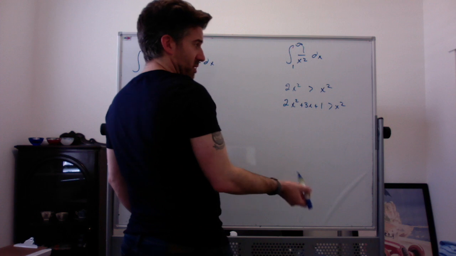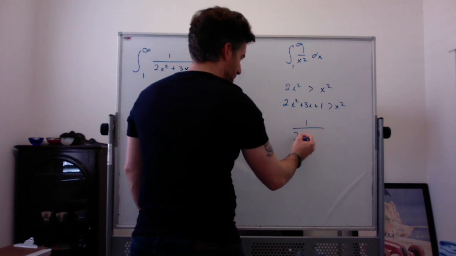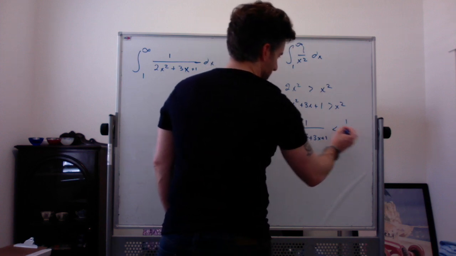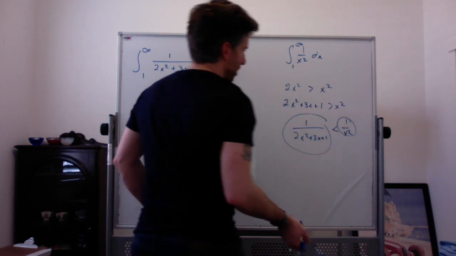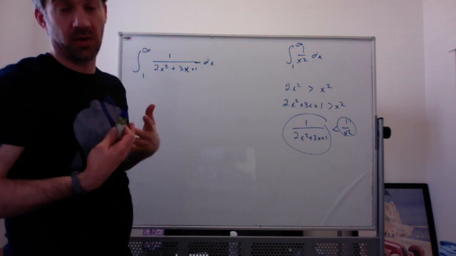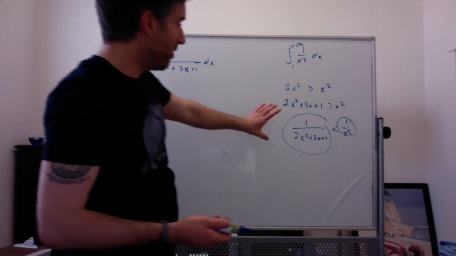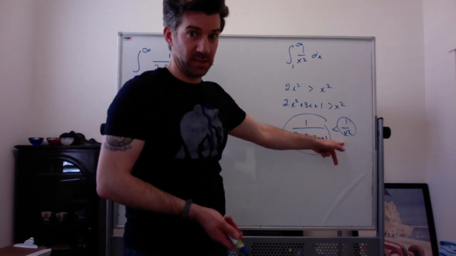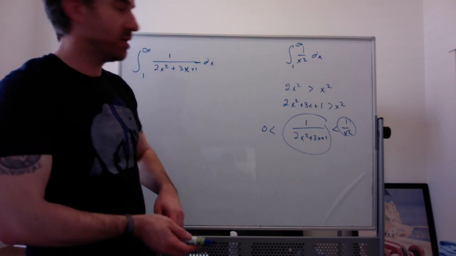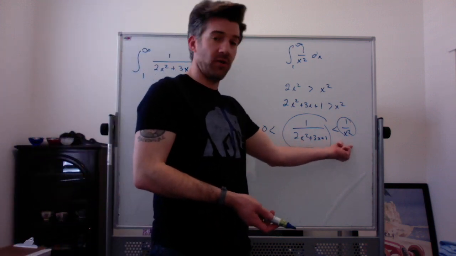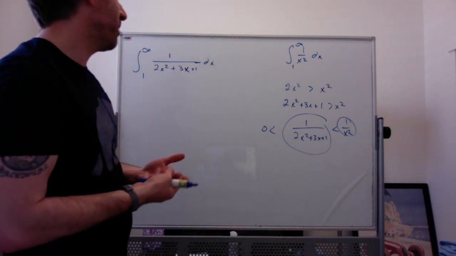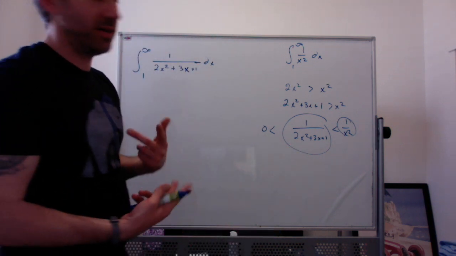And so if I take the reciprocal, the order of the inequality changes, so that this fraction is less than this fraction. So if the integral of 1 over x squared is convergent, meaning the area under the curve is finite, and this is a smaller function but still positive, there's a theorem called the comparison theorem that says if you have a function that's smaller than a function whose integral converges, this integral converges as well. So already right off the bat, I'm pretty sure this converges. So let's do the work.